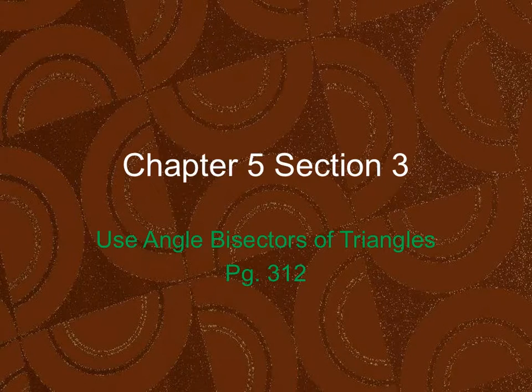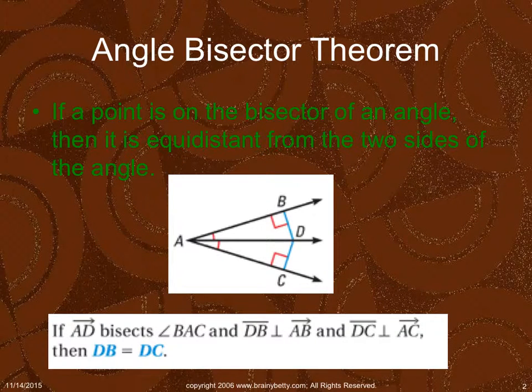Okay? So the angle bisector, which we already know what an angle bisector is, right? It's something that bisects an angle. The angle bisector theorem says if a point is on the bisector of an angle, then it's equidistant from the two sides of the angle. One of the most important parts of this is identifying what they mean by the distance from that point to the sides of an angle.